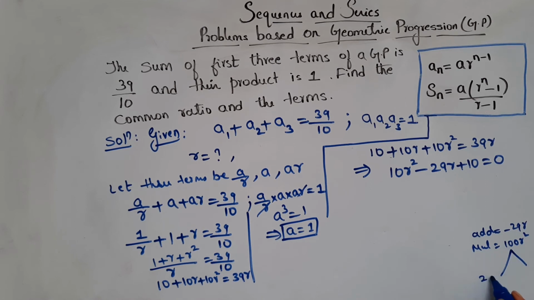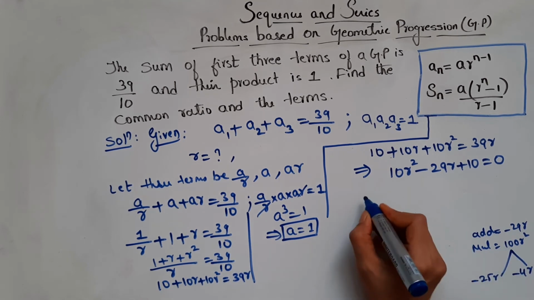If you see 25R into 4R, so 25 into 4 is 100, R into R is R square, plus into plus is plus, but 25R plus 4R will give you 29R, but we want minus 29R. So if you put minus on both sides, you will get minus 25R minus 4R is minus 29R, and also when you multiply, minus 25R into minus 4R will give you plus 100R square, right? So these are the two roots.